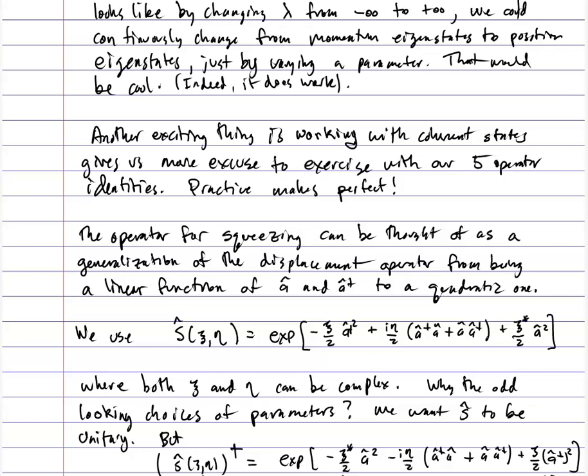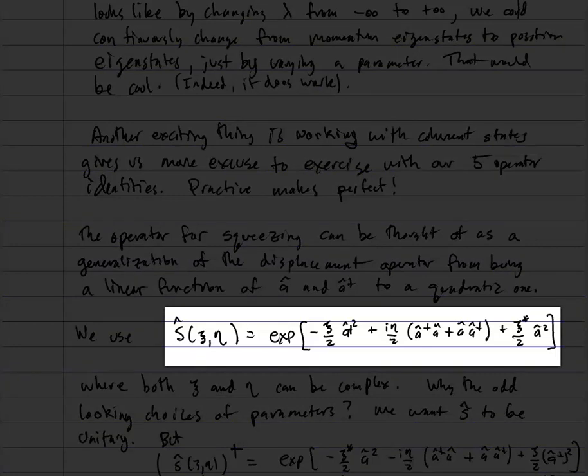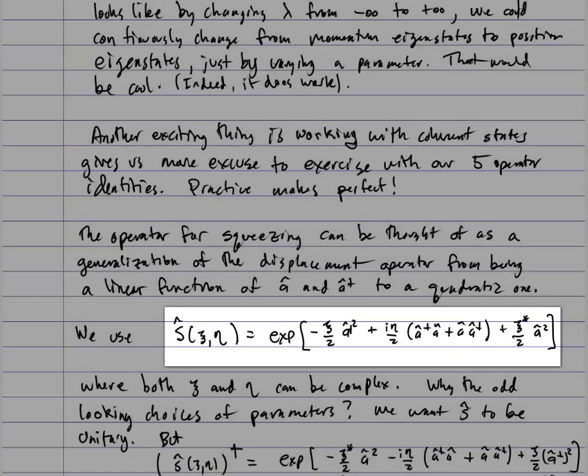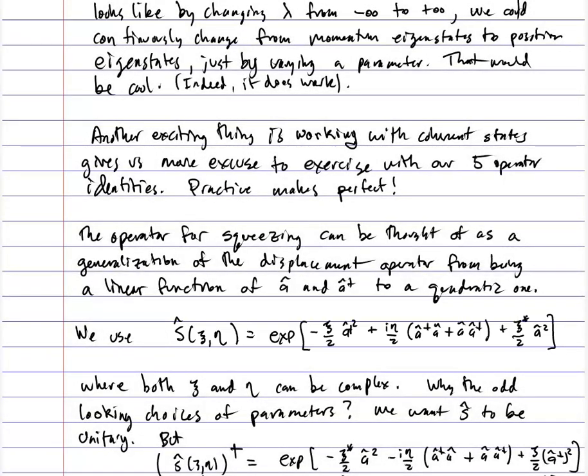Another way of thinking about the squeezing operator is to think of it as a generalization of the displacement operator, which was a linear function in the raising and lowering operators, to a generic quadratic one. And so the squeezing operator, S of C and eta, is equal to the exponential of minus C divided by 2, A dagger squared plus i eta over 2, multiplied by the product A dagger A plus A dagger, plus the complex conjugate of C divided by 2 times A squared. Now, both the parameters C and eta can be complex.